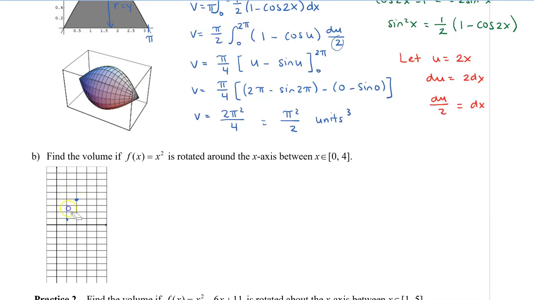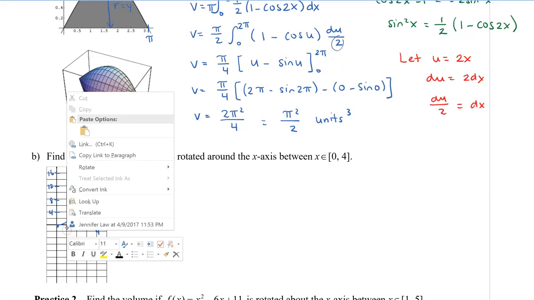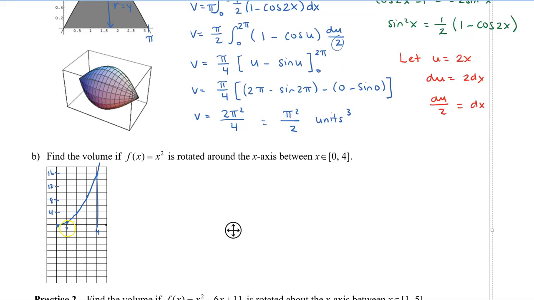And actually, let's change this so that our scaling will work better, because we need to go to 4. So 4 is over here, and we know that's going to be 16. So let's make every 2 squares to be 4. So we get 4, 8, 12, and 16. Okay, so this is a little bit better. So 1, we get 1, 2 is 4, 3 is 9, and then 4 is 16. Okay, so we need to imagine that this shape here, up to here, is rotated around the x-axis. So we're going to get points on the other side, which I'm going to draw symmetrically over here.